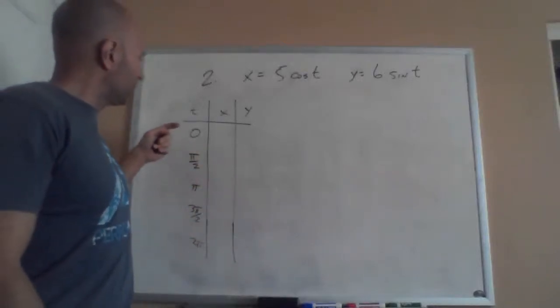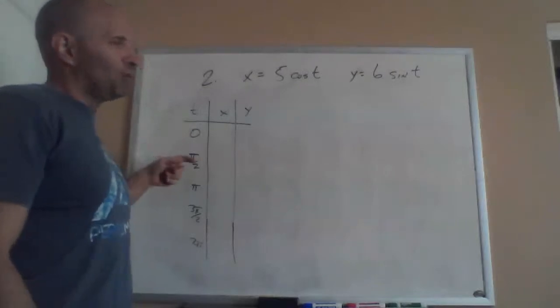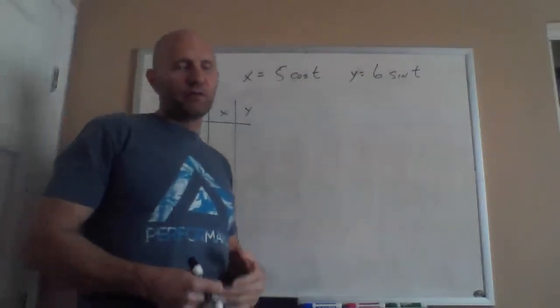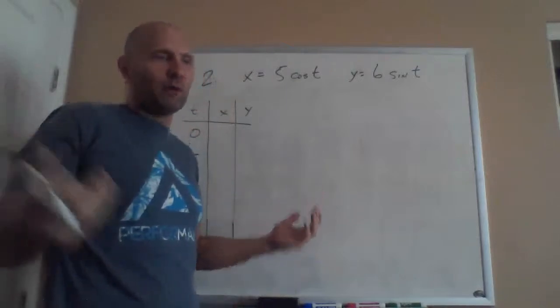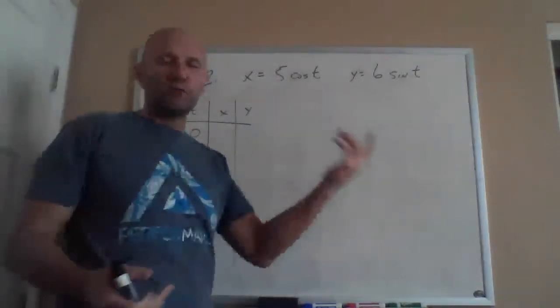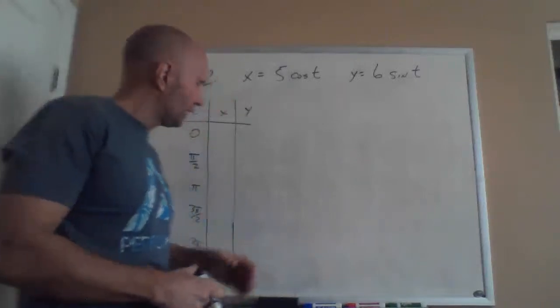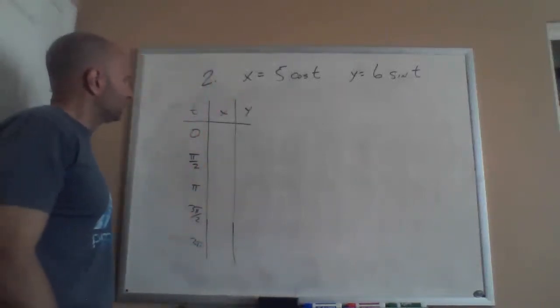Otherwise, if I pick 0, pi over 6, pi over 4, now I get a bunch of radicals, and then my answers get super messy. And honestly, you don't want that many points anyways. You don't want to calculate all 16 points around the unit circle. So just pick these values here.